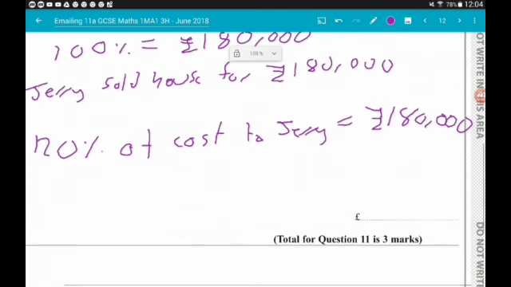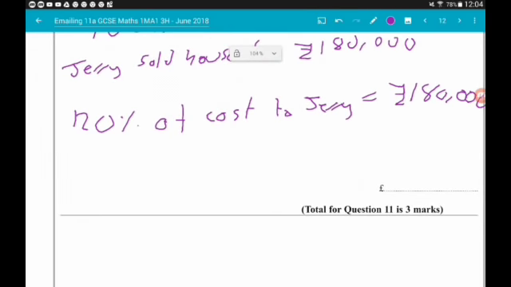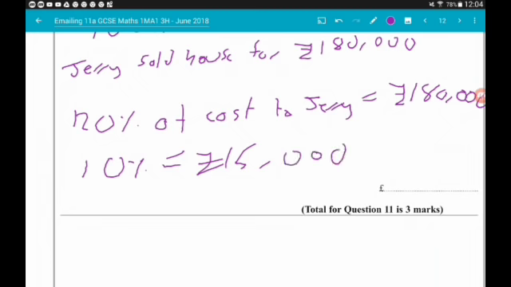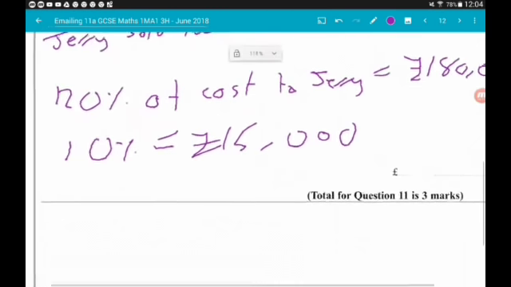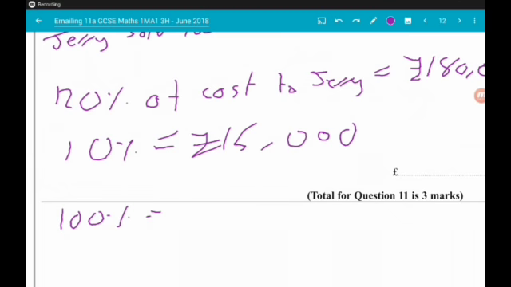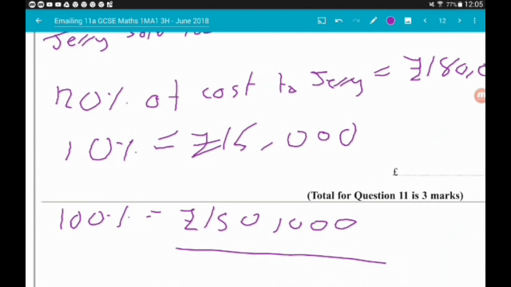So, using reverse percentages again, if we divide by 12, we get 10% was 15,000, and then multiply by 10, 100% is going to be £150,000. Cool.